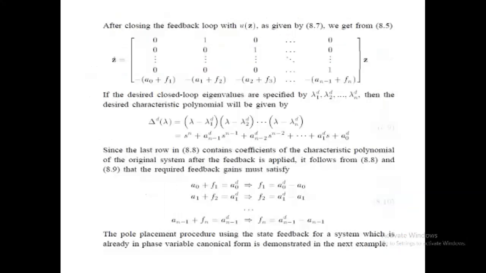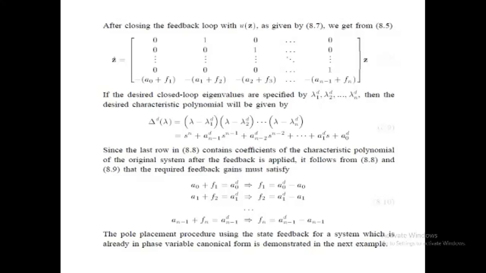By closing a feedback loop with u of z as given in the previous equation, we get one equation. See, this matrix Z is equal to 0 1 0 0, then 0 0 1 0. I'm again repeating, but if we see this last row, the first column is a0 plus f1, the second column is a1 plus f2, then the third column a2 plus f3. As the value of a increases, at the same time the value of f also increases, into the complete matrix multiplied by z.